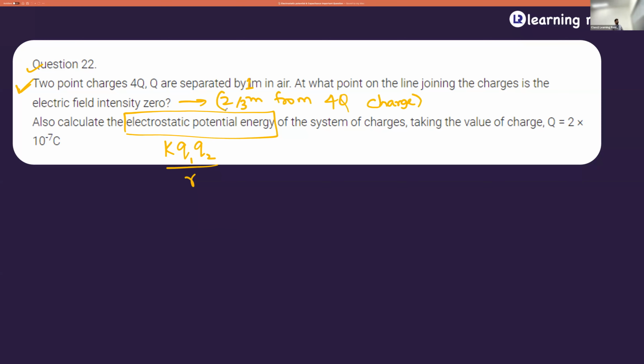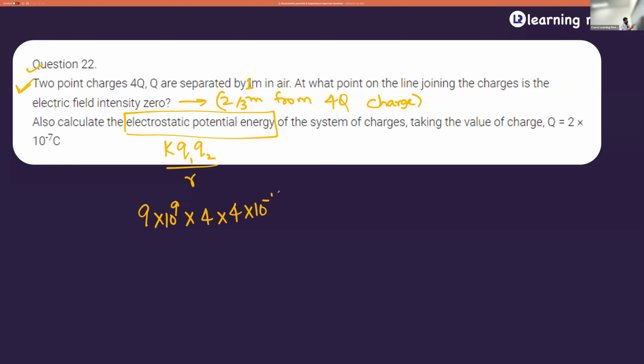Right? So also calculate the electrostatic potential energy of the system of charges, taking the value of charge q equal to 2 into 10 power minus 7. So for this one, what is the answer? It is 9 into 10 power 9. What is the value of q1 into q2? So q1 into q2 is 8q square. Sorry, 4q square. So it is going to be 4 into, what is the value of q square?